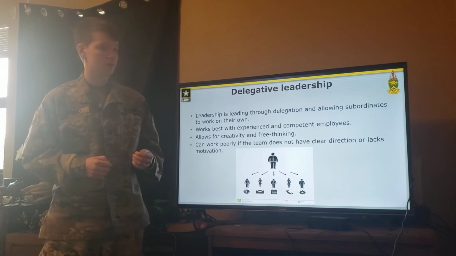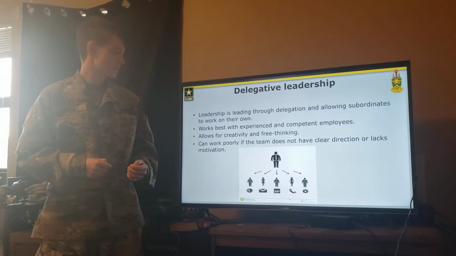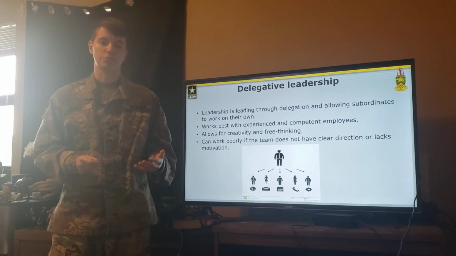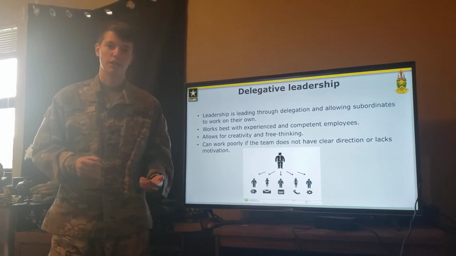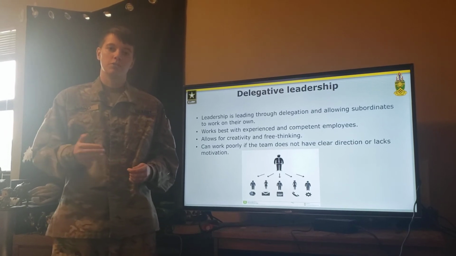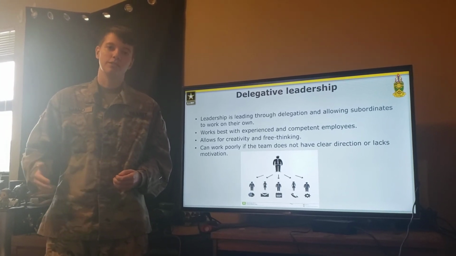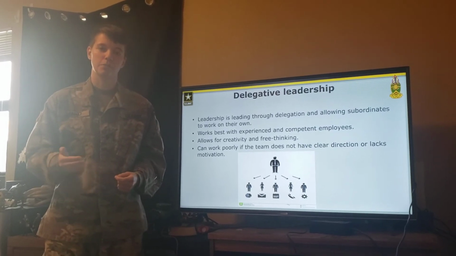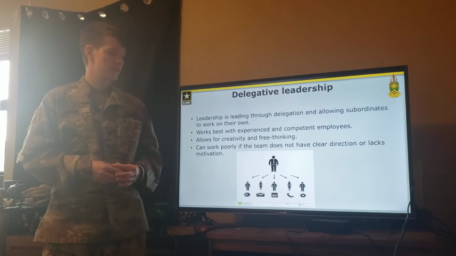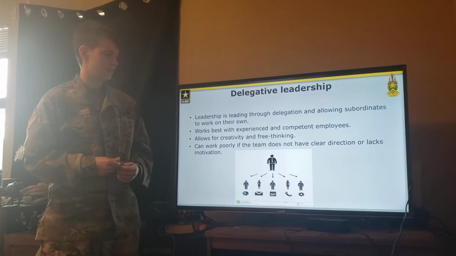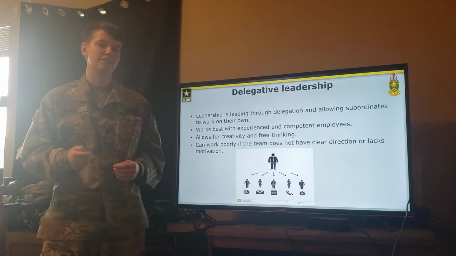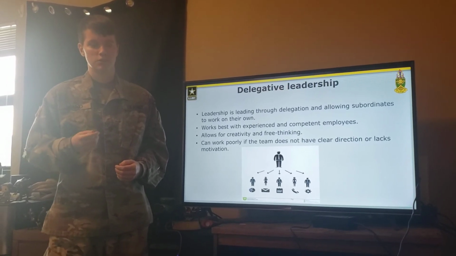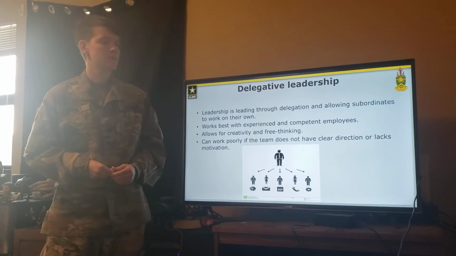It does allow for a lot of creativity and free thinking, because it has so much space between the leader and the subordinate. The subordinate is told to complete a mission however they see fit, and then they are allowed to do whatever they think is necessary to complete the mission. But if the team does not have a clear direction or lacks motivation, then this can be a bad style of leadership to use. All right, next slide, please.